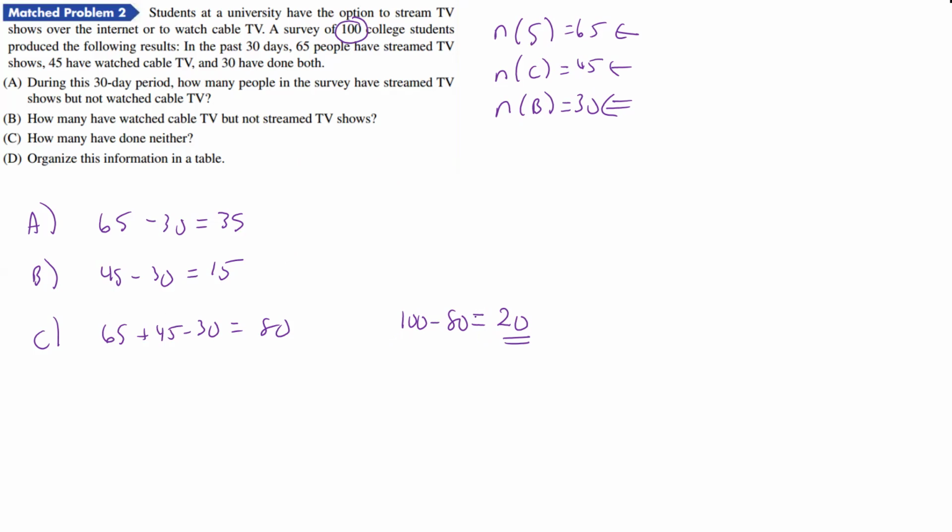Now, how can we organize this in a table? Well, let's say we have streamed, we have cable, and then we could do a total. Then here we could do cable viewer, non-viewer, and a total. So these are cable, and this is basically the internet here.